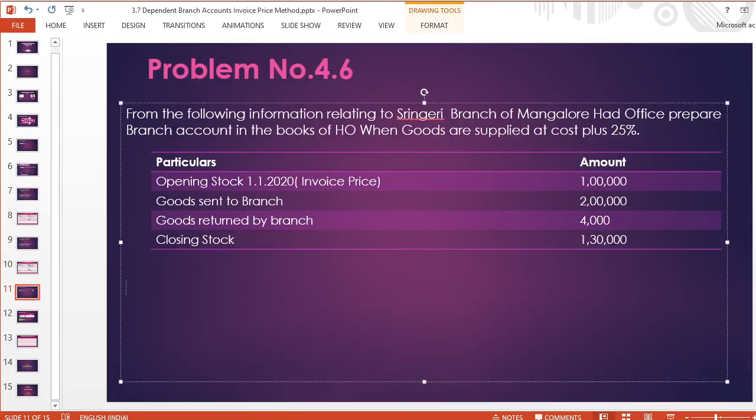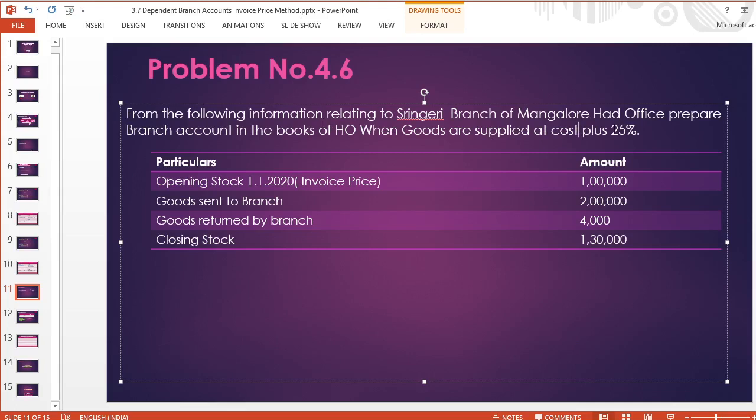So let us see. From the following information related to Sringeri branch of Mangalore head office, prepare branch account in the books of head office. Of course, until this point everything is the same as our previous case. But here, when goods are supplied at cost plus 25%. So until now, we have considered the problem when goods are supplied at cost price.